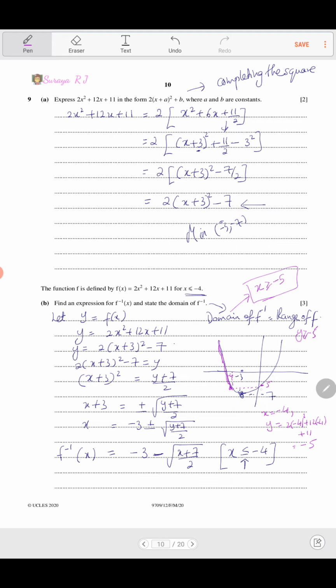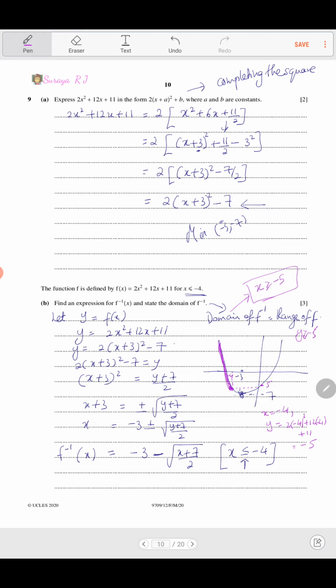So this is a parabola for x an element of R. When we are considering all the values of x, we obtain this parabola which has a minimum point of minus 3 and minus 7. But here for f, we have a restricted domain. We are considering values of x less or equal to minus 4 only. So this is the graph for x less or equal to minus 4.